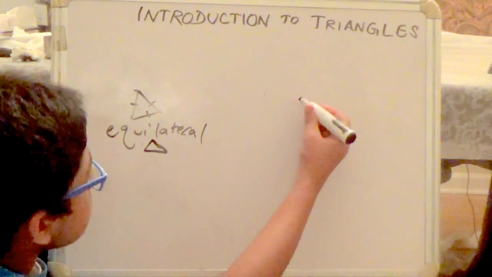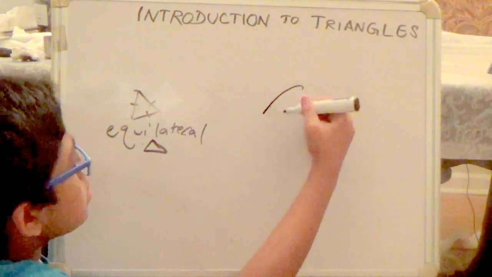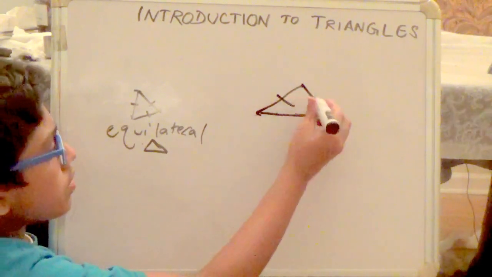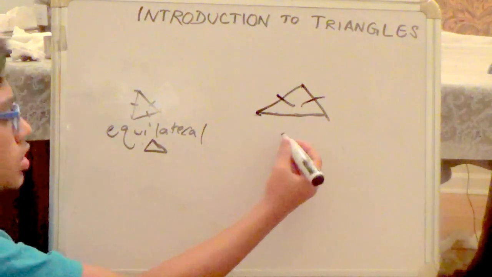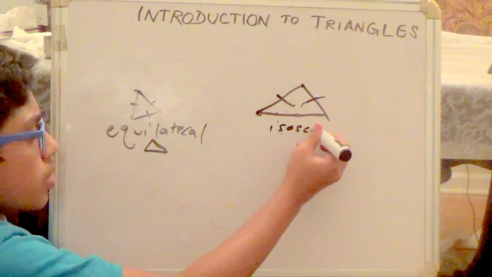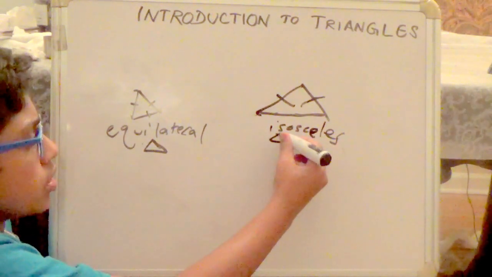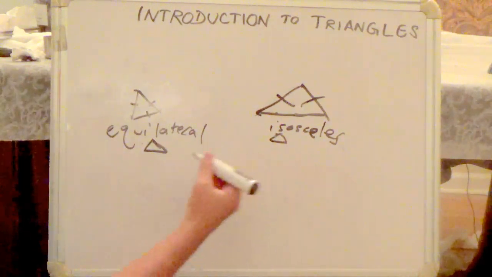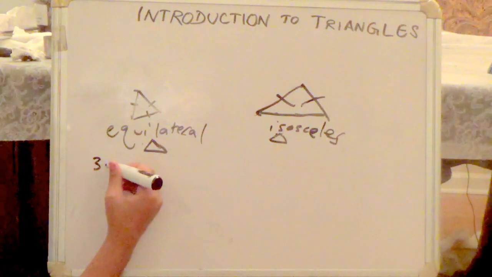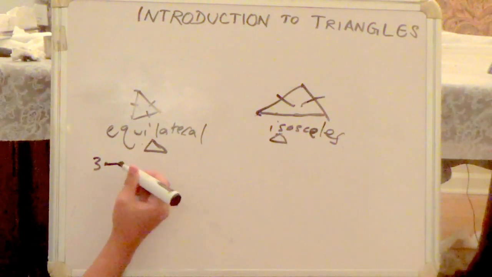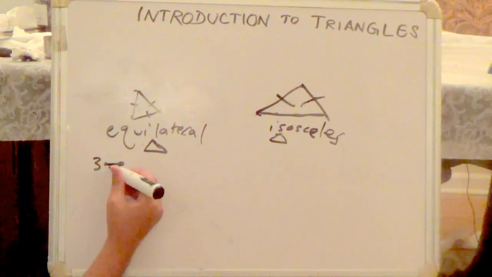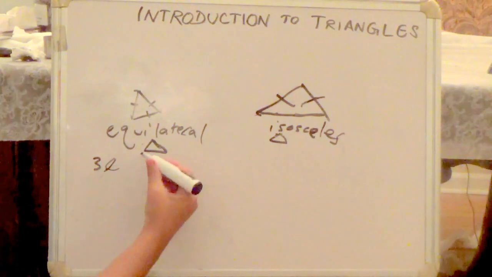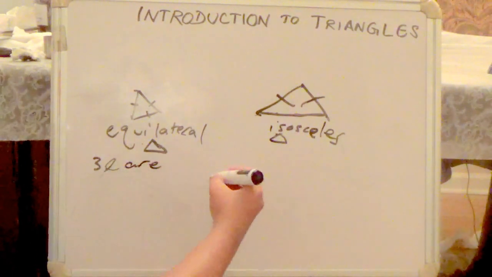Okay, so now isosceles triangles. Didn't mean to draw a curve. Isosceles triangles. What isosceles triangles are is if at least two of the side lengths are equal. Okay, so equilateral triangle, three side lengths. I'll just call it an L. Three side lengths are congruent, or equivalent, or the same.